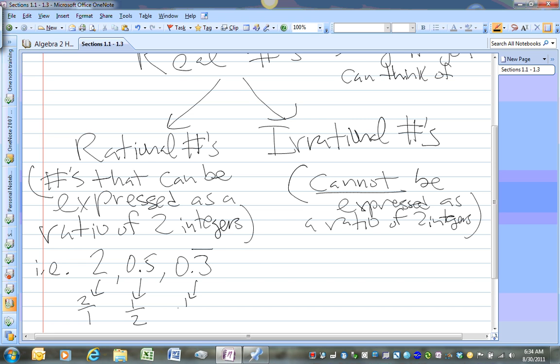Actually, I meant to say 1/2, 1 and 2 are integers. And then 0.3333 and so forth can be written as 1/3. 1 and 3 are integers. Irrational numbers would be numbers like pi and root 2. Because it's not possible to write pi as a ratio of two integers, nor can we do the same for root 2, because 2 is not a perfect square.